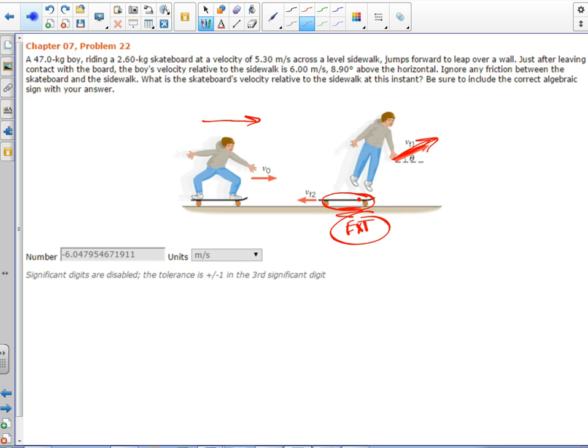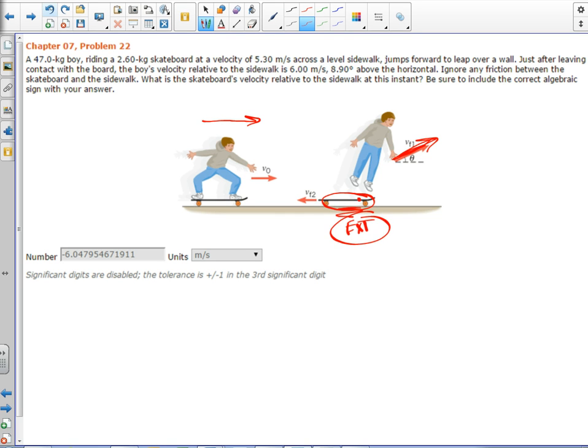So the momentum in the x, however, needs to be conserved. And interestingly enough, it's because of the interaction with the earth that the only momentum left in the x for the skateboard is in the x after the boy jumps off.